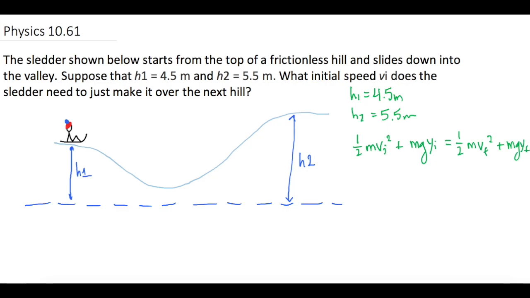So we want to know how fast he has to go to just barely make it over the top of the hill. So when he gets up here, he's essentially going to stop at the top of the hill. So for our intents and purposes, his final kinetic energy is zero. Now, we can plug everything in: mass times gravity times 4.5 equals m g y of 5.5, but we can simplify it a little bit. Why don't we just say that right here is actually y equals zero.